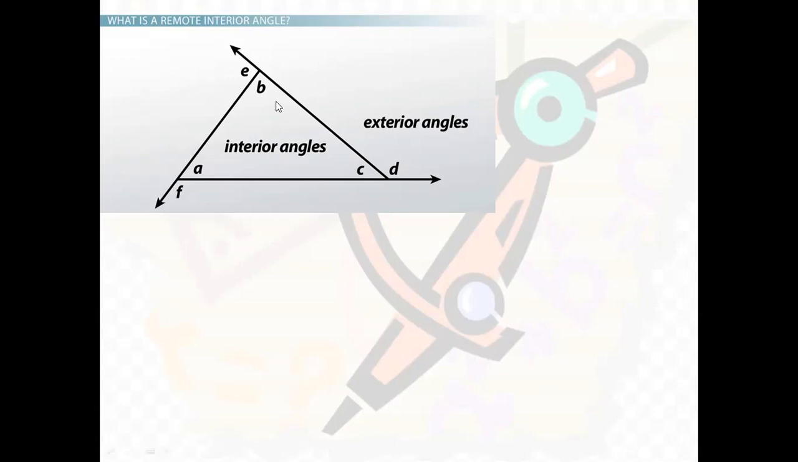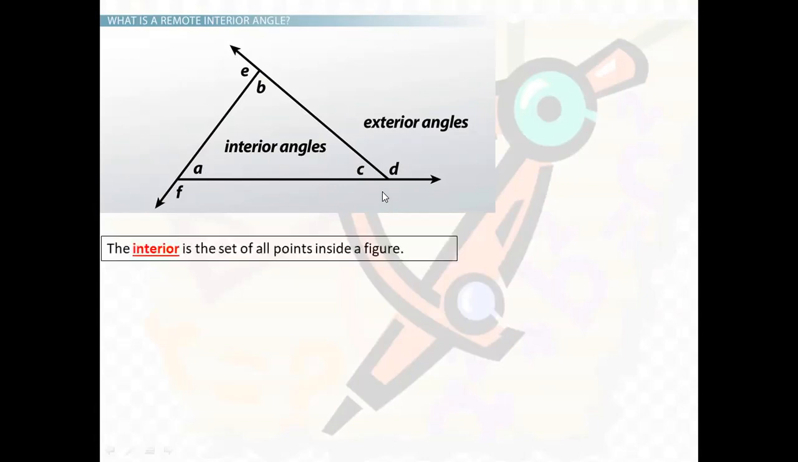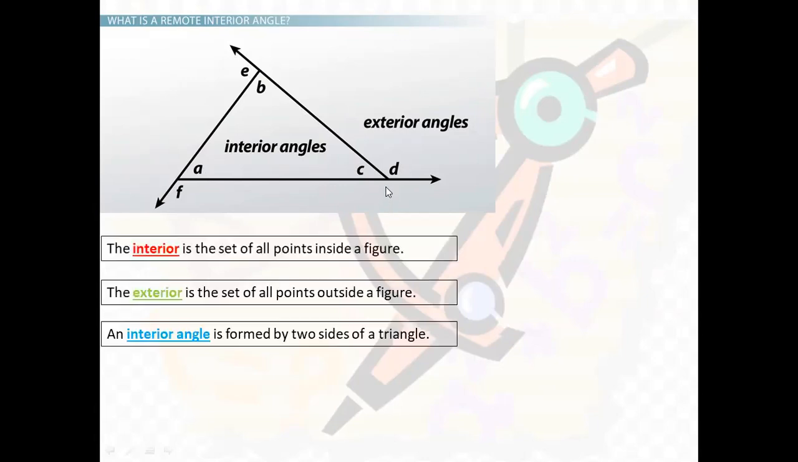To get into that, you need to know what interior and exterior angles are. Interior angles are the angles inside the triangle. As you can see, angles A, B, and C are inside the triangle, so they are called interior angles. Exterior means outside, so the angles D, E, and F, which are outside the triangle, are called exterior angles. An interior angle is formed when two sides of a triangle meet.